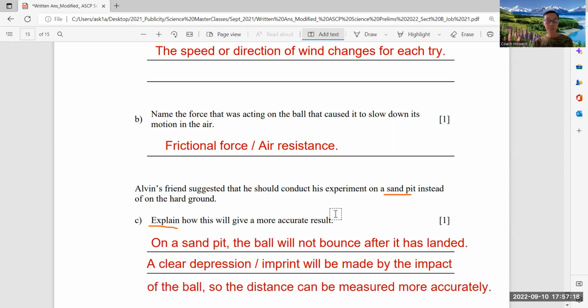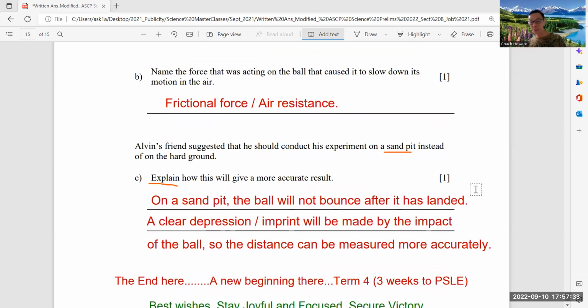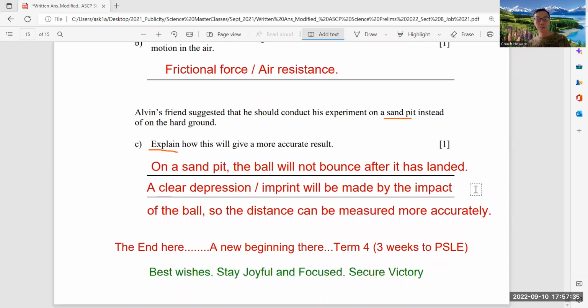So this answer: on a sand pit, the ball will not bounce after it has landed. A clear depression, or sometimes called an imprint, will be made by the impact of the ball, so the distance can be measured more accurately. So I've gone through this already.